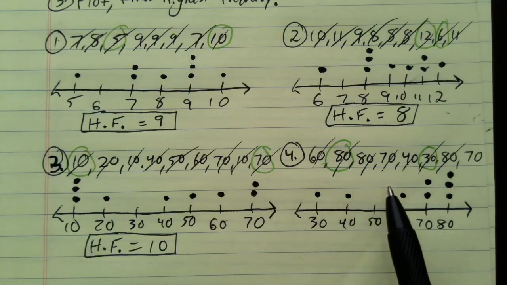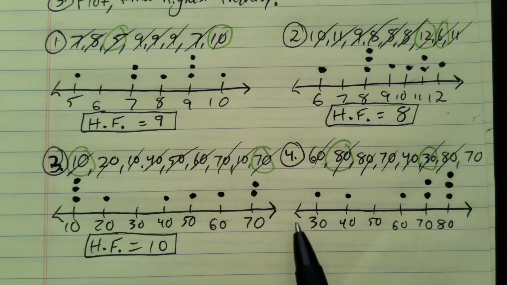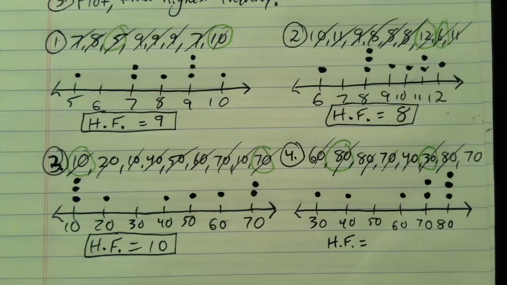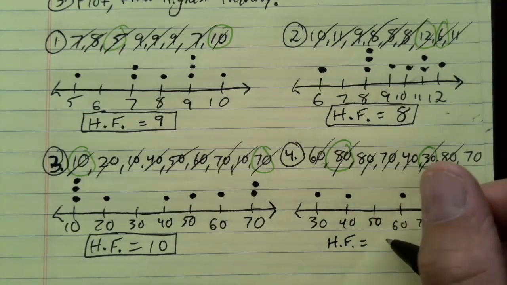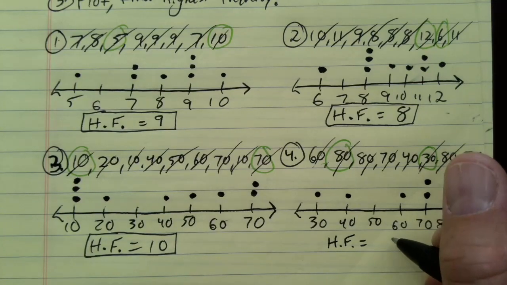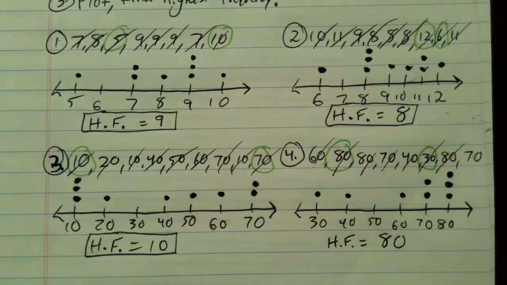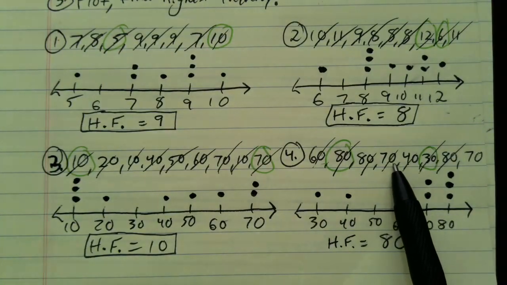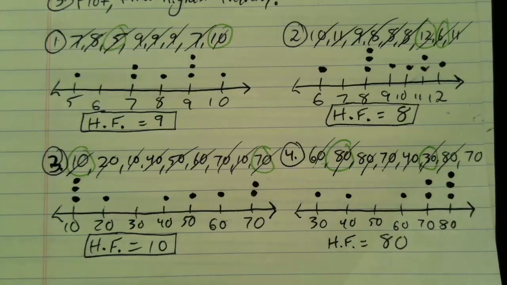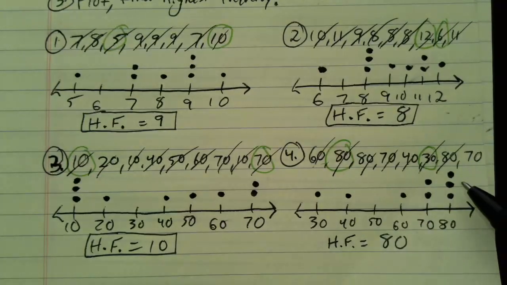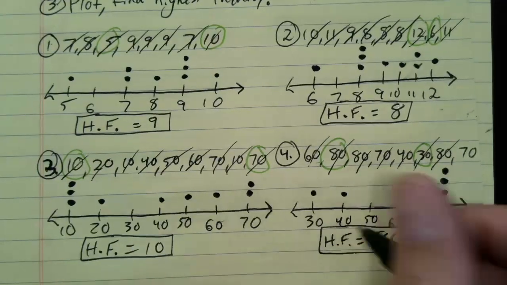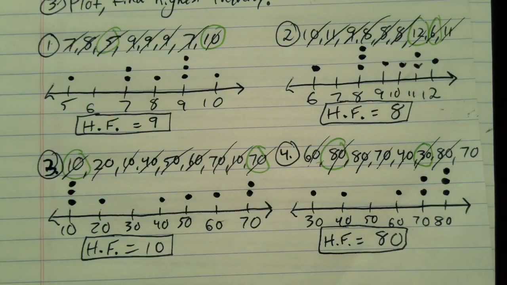Now we can see our whole data collection, our whole data set right here on our dot plot. So take a look. Which one is your highest frequency? Well, that one's easy. That's 80. 80 is your highest frequency. You know, when you look at this, you have 60, 80, 80, 70, 40, 30, 80, 70. So you see 80 three times. 70 is pretty close. You get 70 two times, but you see 80 the most. 80 is your highest frequency.